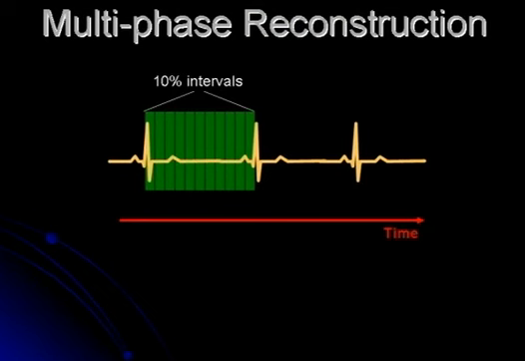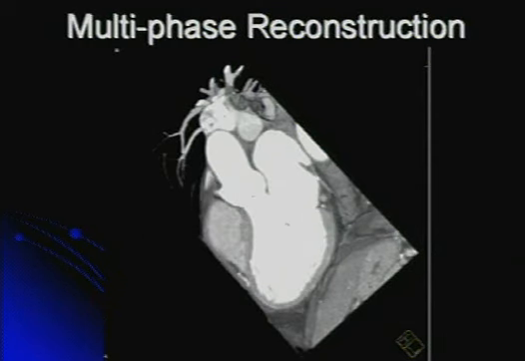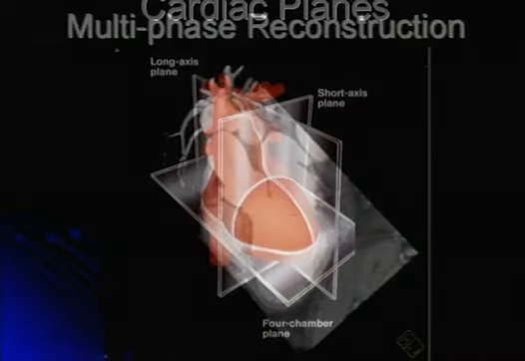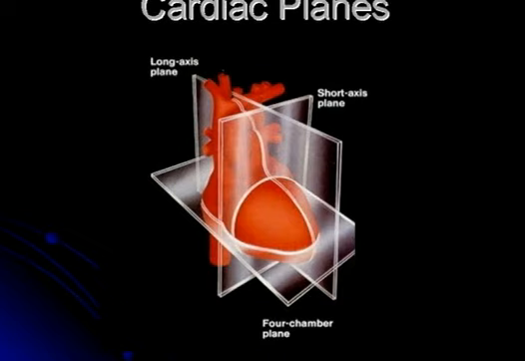Multi-phase reconstruction just simply means reconstructing at specified intervals throughout the cardiac cycle and then looping the data sets together to create an image cine loop that we can use to look at cardiac motion and function. Now, the heart doesn't lie along the traditional axial, coronal, and sagittal planes of the body. Instead, the heart has its own diagnostic axes.